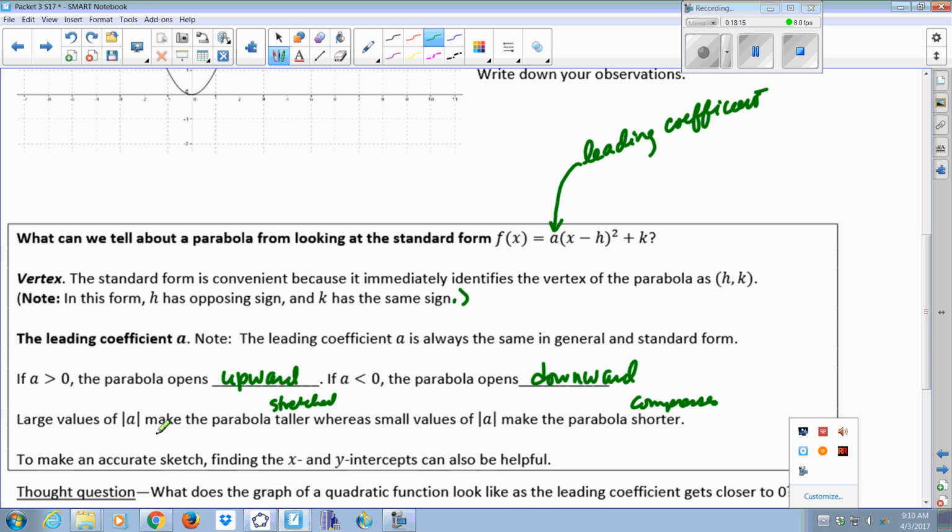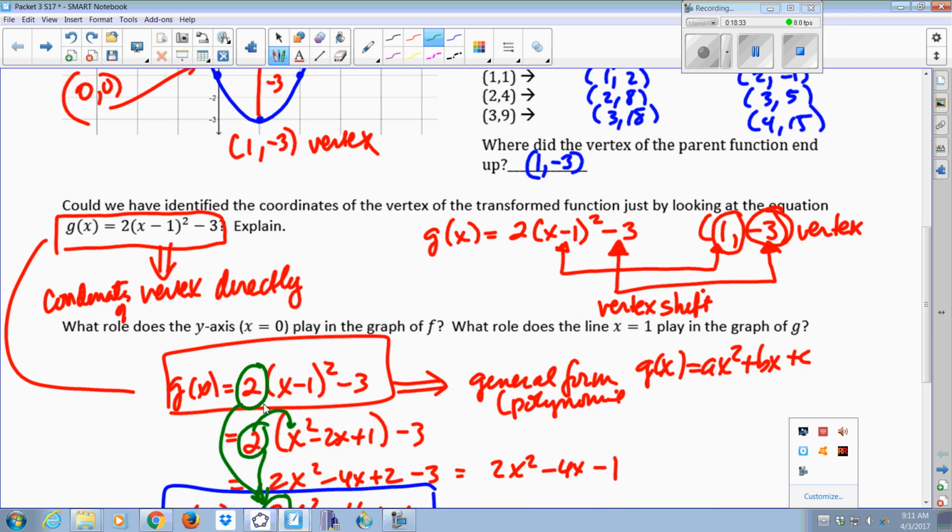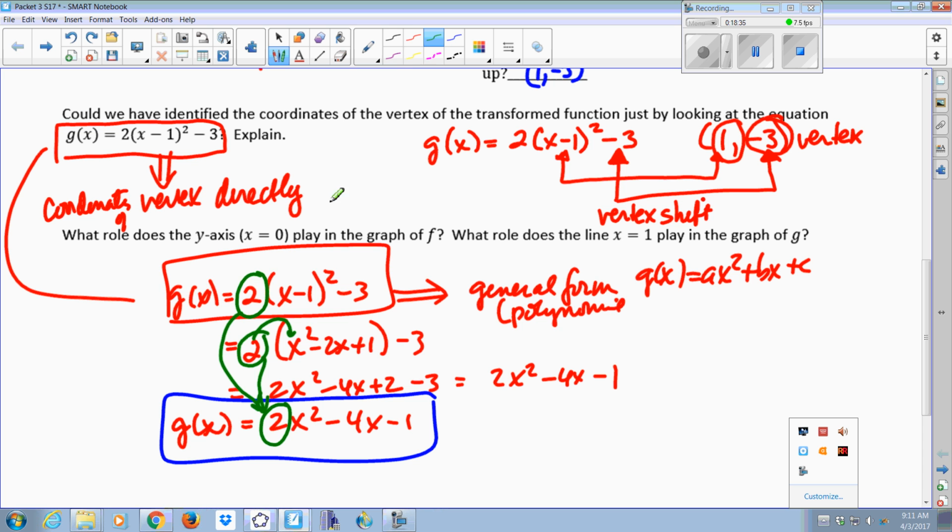So if we wanted to make an accurate sketch of this parabola, once we find h and k, and once we realize whether it's opening upward or downward, the next thing to do would be to find your x and y intercepts. All right, I want to go back to the preview activities because I realized I didn't answer this next question here because I was writing in here.